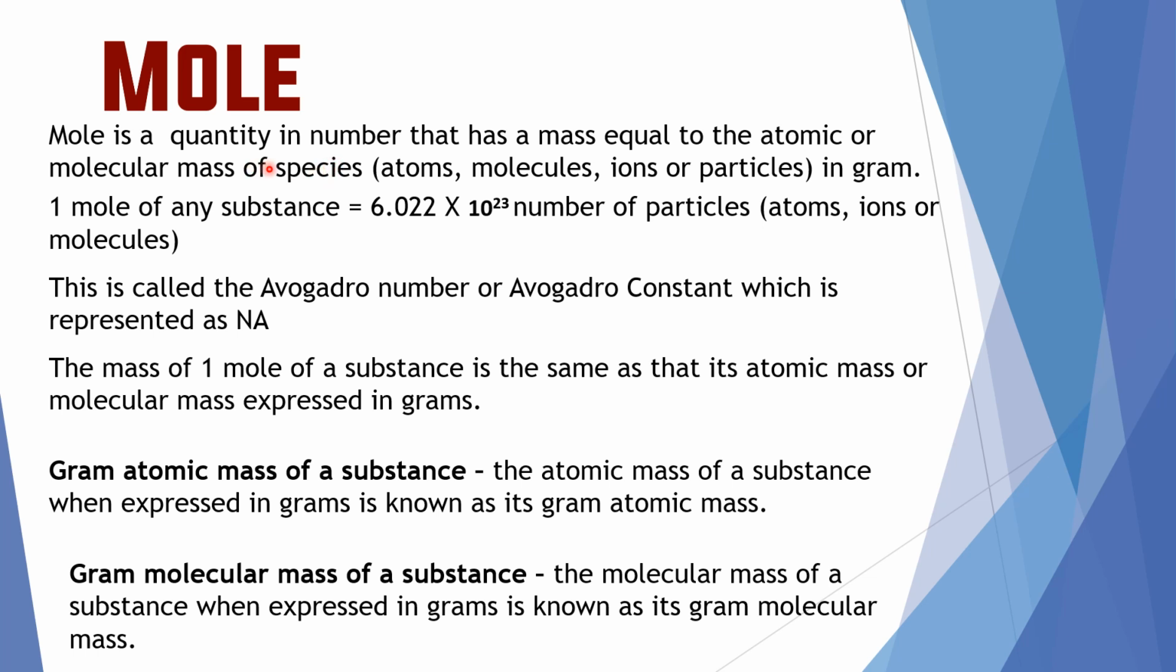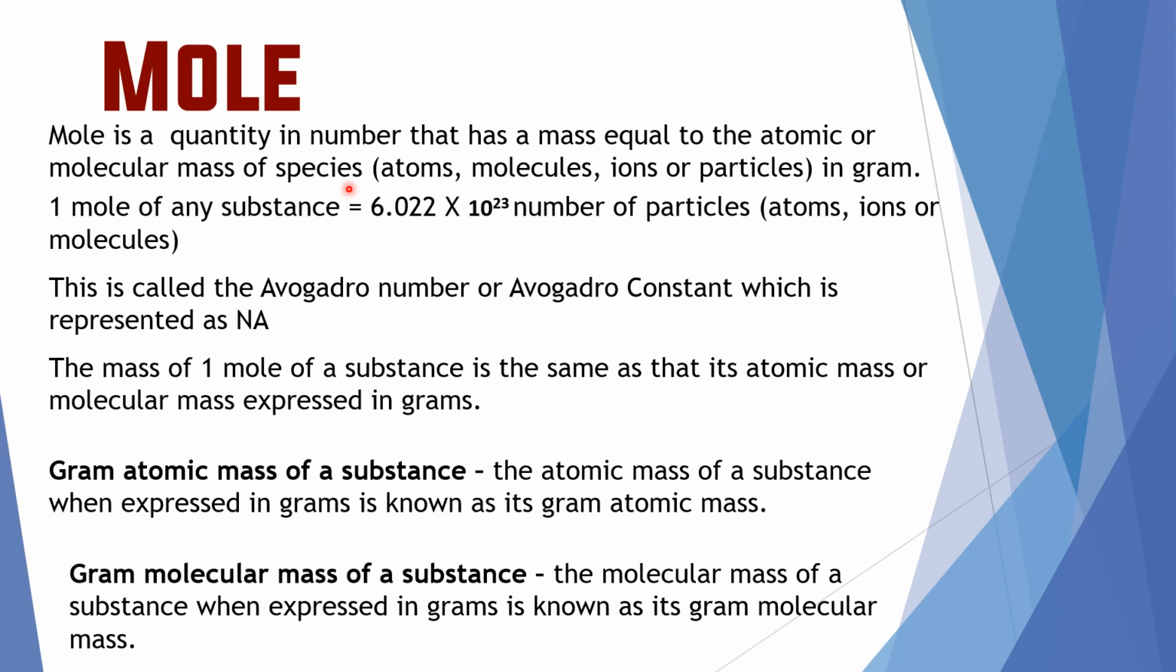Same way, a pair. A pair means 12. Sorry, a pair means 2. So a pair of pencils or chappals or shoes or anything, that means 2. Pair means 2. The same way, dozen means 12. And 1 gross. 1 gross means 144 number. The substance can be anything, but gross means 144.